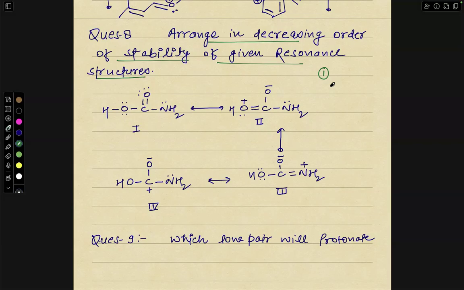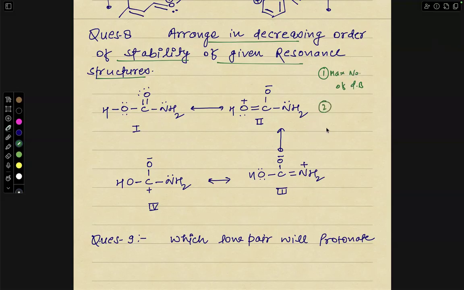Yes, maximum number of double bonds. So whenever you have the maximum number of double bonds, that would be the most stable resonance structure. And you have to follow each rule one by one. So the first rule is maximum number of double bonds.